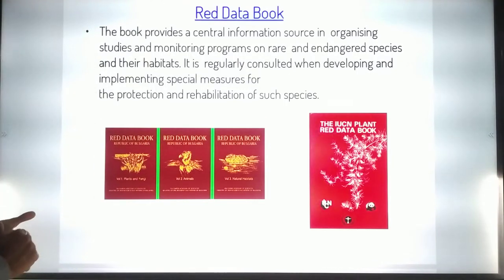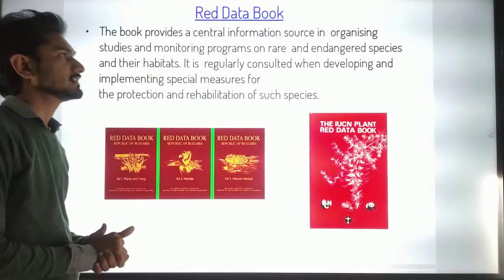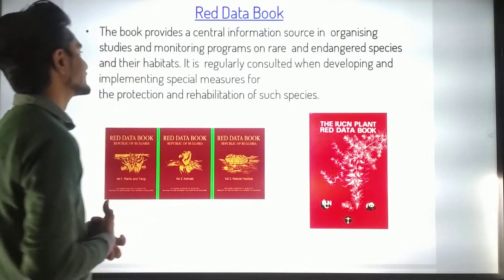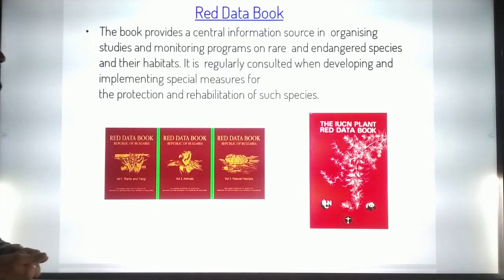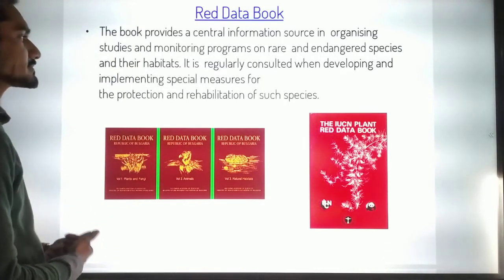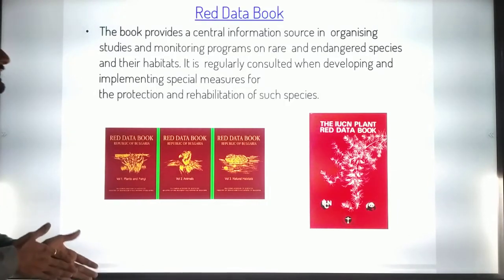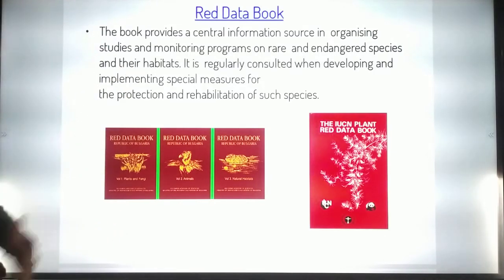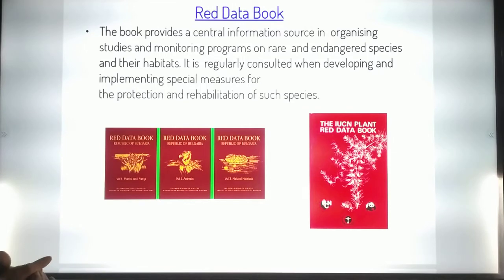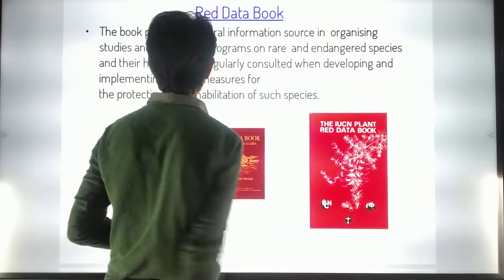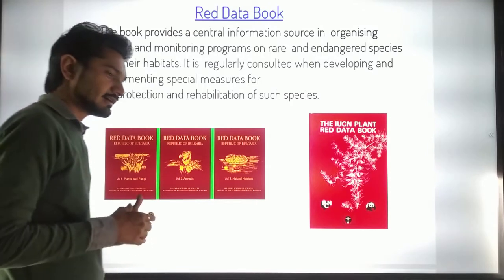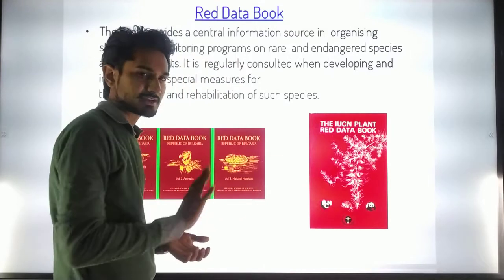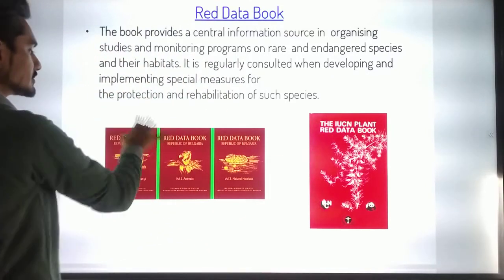The book provides a central information source in organizing studies and monitoring programs on rare and endangered species and their habitats. It is regularly consulted when developing and implementing special measures for the protection and rehabilitation of such species. Okay, the book provides what information? Central information regarding rare and endangered species. Okay, so whichever animals or plants are on the verge of extinction are considered in these books.